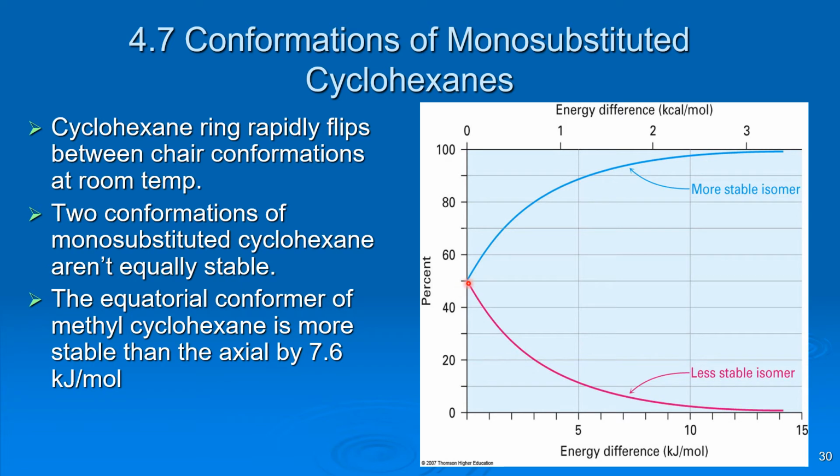All this is saying is that if there's no difference between the axial and equatorial, then you're going to have about half and half. The more difference there is between axial and equatorial for that one substituent, then the more you're going to have of the stable isomer in the equatorial position, and the less you're going to have of the isomer in the axial position.